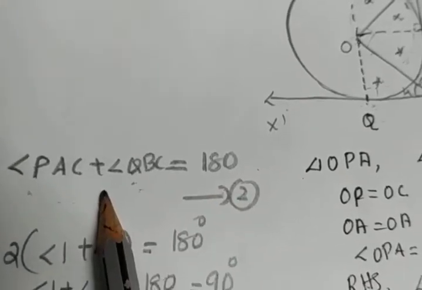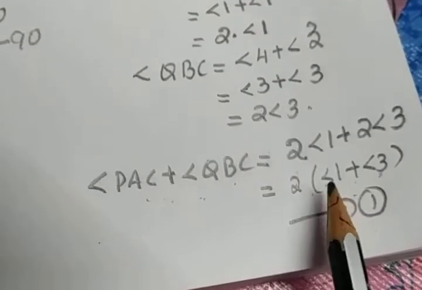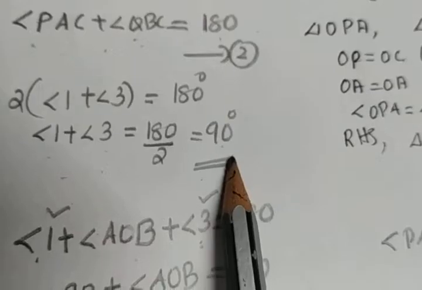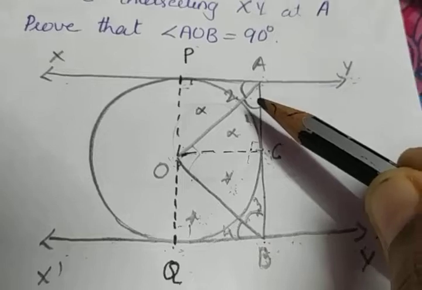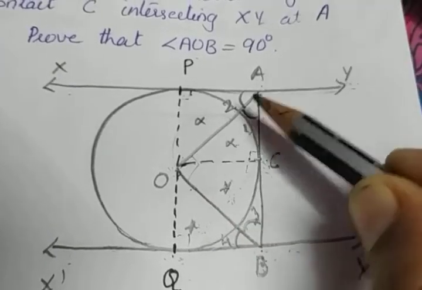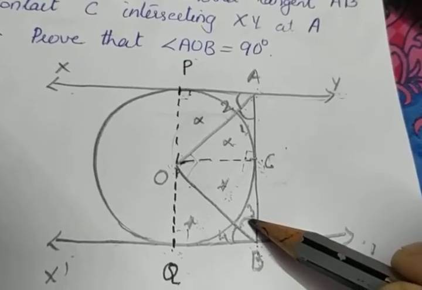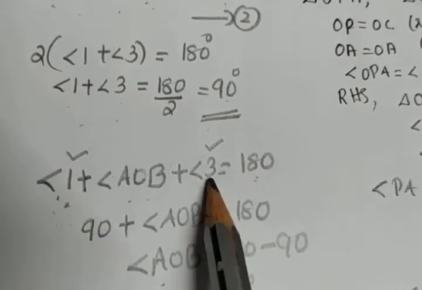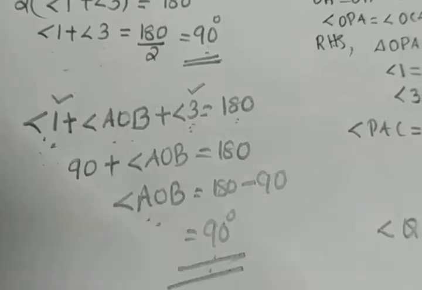So the left side of the second equation and the left side of the first equation remain the same. So RHS must be equal. That means 2 times angle 1 plus angle 3 must be equal to 180. From that we get angle 1 plus angle 3 is 90. Then we took the triangle AOB. In the triangle, three angles are there. One is angle 1. Second one is angle AOB, which we need to prove as 90 degrees. And the third is angle 3. So angle 1 plus angle AOB plus angle 3 is 180. Instead of angle 1 plus angle 3, we wrote the value 90. And we get angle AOB equal to 90 degrees. Okay.